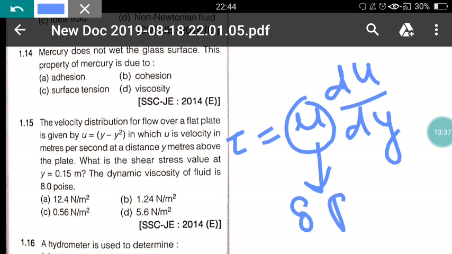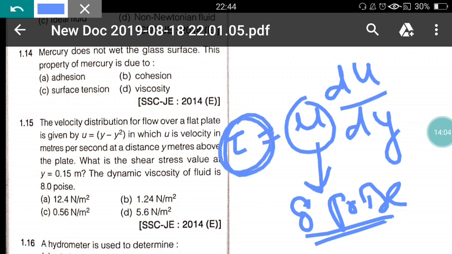The viscosity of 0.8 poise we can convert into Newton second per meter square, that is 8 into 10 raised to minus 2 Newton second per meter square. We can find du upon dy by differentiating u with respect to y. So for y minus y square, du upon dy is nothing but 1 minus 2y. We can put the value of y as 0.15 and find the value of shear stress. After calculations, option C is the right answer, 0.56 Newton per meter square.